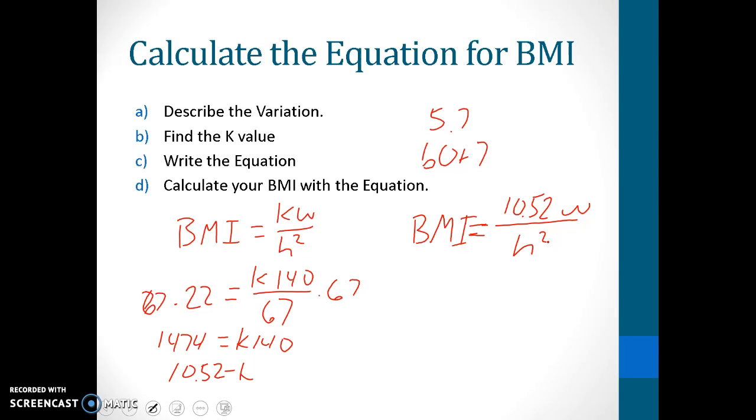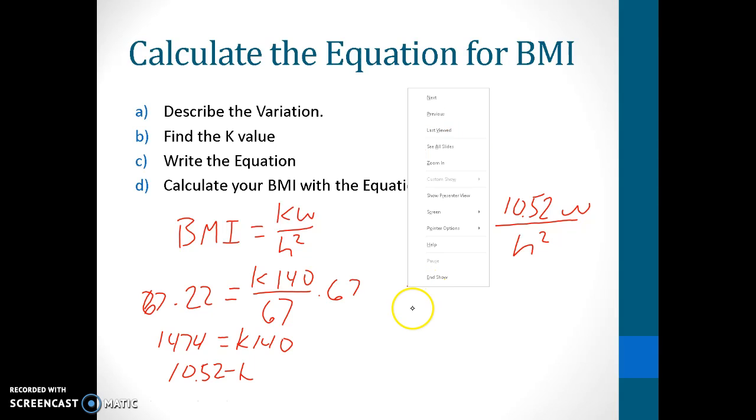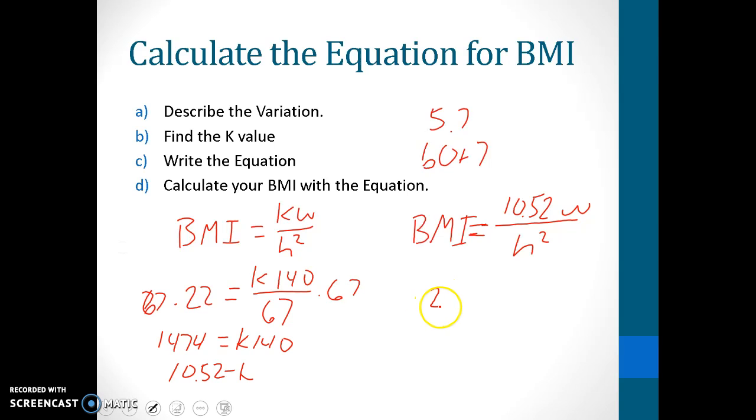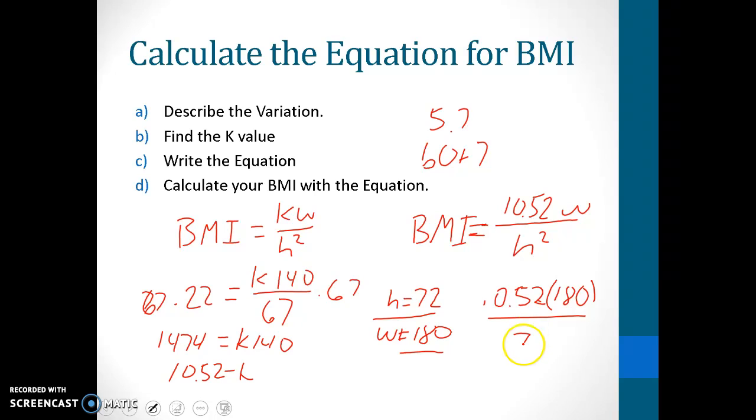And so what we're going to do is just pick somebody here at random. Let's say that we have somebody that is 6 feet tall. So if they're 6 feet tall, that means they are 72 inches tall. And let's say that we have somebody who is 6 feet tall and weighs 180 pounds. So their weight is equal to 180. And so we want to figure out their body mass index. So I would take 10.52 times their weight, which is 180, and I would divide that by their height, which is 72 squared.